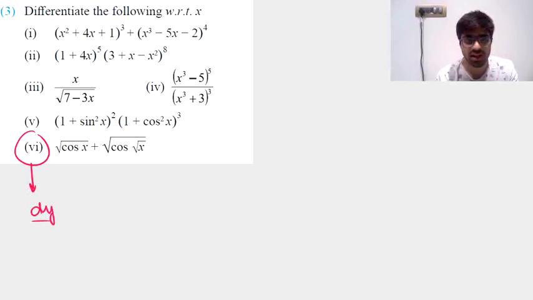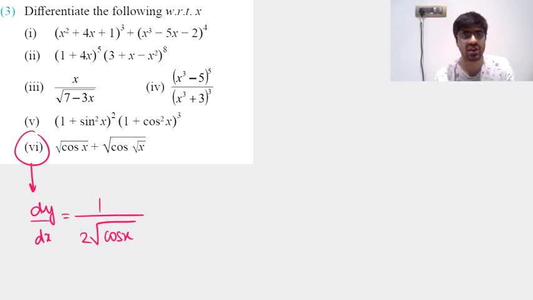So again dy by dx, that's going to be root cos x, right? So that's like root x. The derivative will be 1 upon 2 root x, which is 1 upon 2 root cos x, multiplied with the derivative of cos x, that will be minus sin x. That's where we are done with our first term.